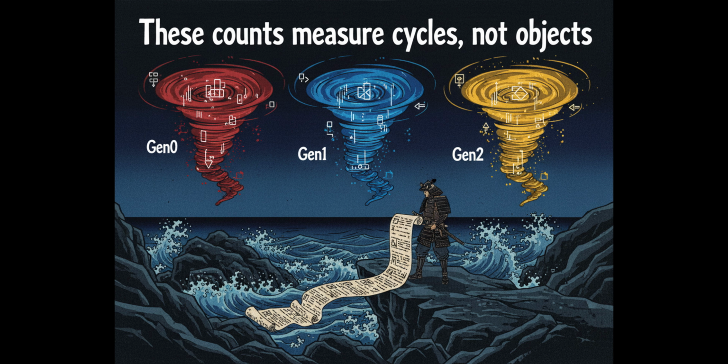And that is how the get_count method really works in practice. Those numbers aren't telling you what's in memory, they are telling you what Python's been up to since the last cleanup cycle.